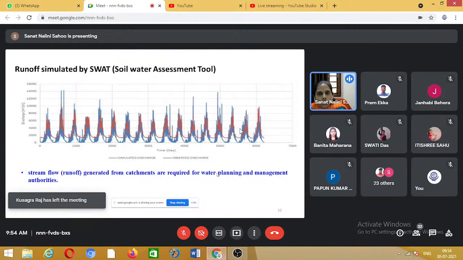This shows SWAT, the Soil and Water Assessment Tool, a mathematical model to simulate the runoff. This shows stream flow or runoff generated from catchments for different planning and management activities. Once you give these inputs, models like SWAT are ready to simulate the runoff, which you can use for your further activities. This is just an example.